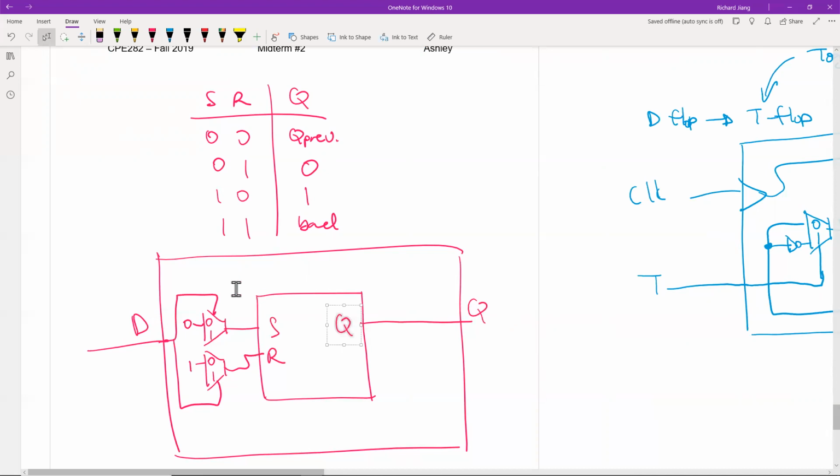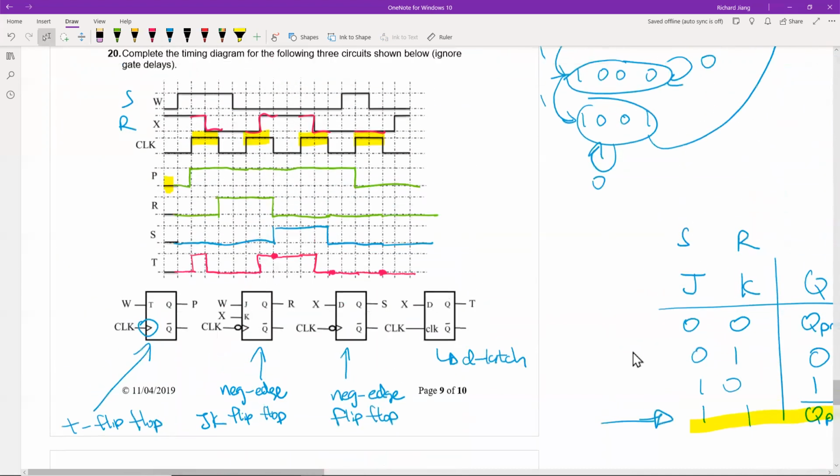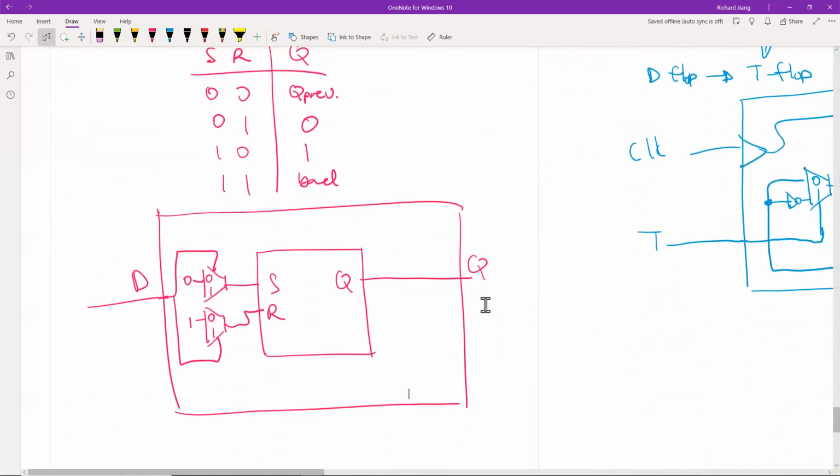Make sense? That makes sense. And then if D is a 1, then what we want to do is set Q and make it high. So again, if D is a 1, let's come back down here. If D is a 1, then we want to make S 1, we want to make R 0. That's it. Now, there you have a D latch from the SR latch. Good? That makes sense. Good.